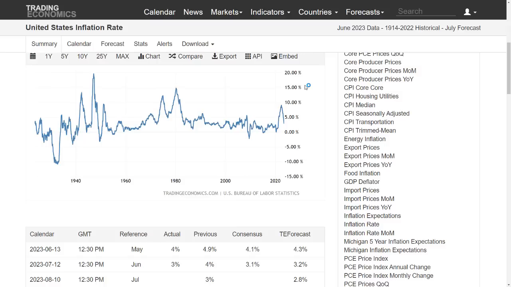The benefit of all this, guys, is guess what? If you know how to trade the markets properly, you can trade the market on the way down.